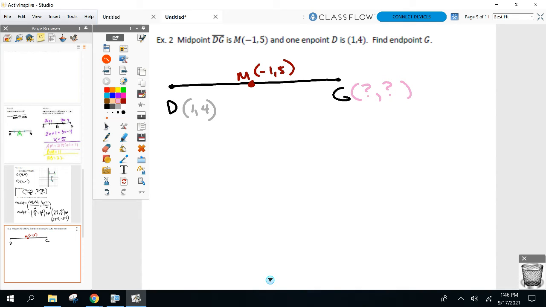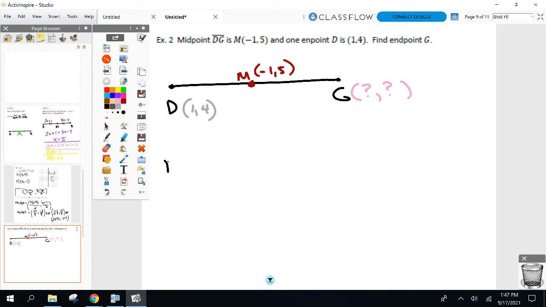Everyone see what I'm asking in this problem? Ooh, tough one, huh? Where's the midpoint again? Where's it located? Oh, negative 1, 5. But where on the segment is it located? Right in the middle. Smack dab in the middle, isn't it, kids? Smack dab in the middle. Why am I making such a point of that?